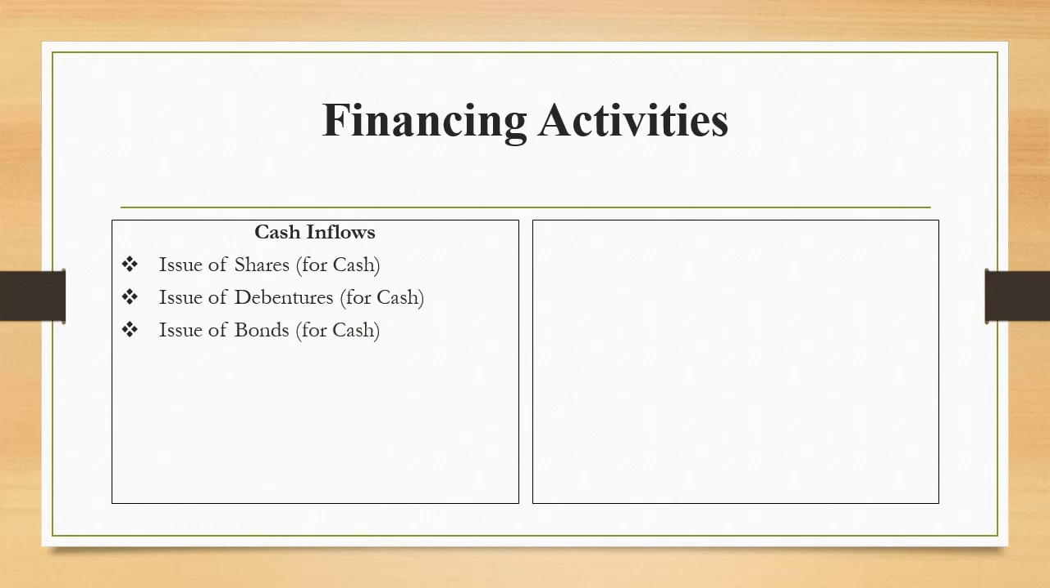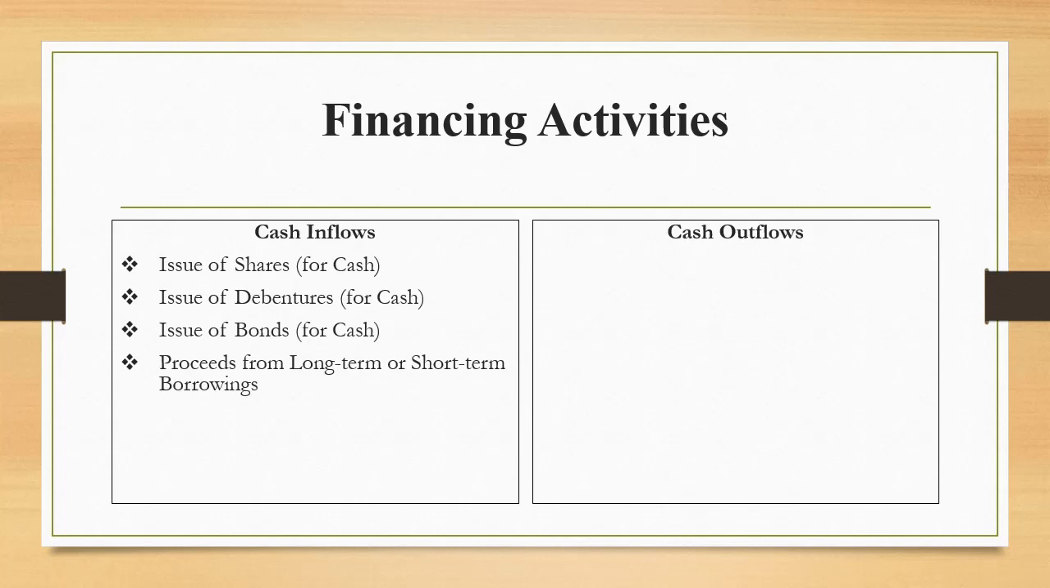Issue of bonds. Proceeds from long-term or short-term borrowings. Whenever you borrow funds, maybe long-term or short-term. Long-term maybe in the form of debentures, bonds, or maybe some bank loan. Short-term maybe bank overdraft, cash credit. So any such proceeds are going to be inflow under financing activity.